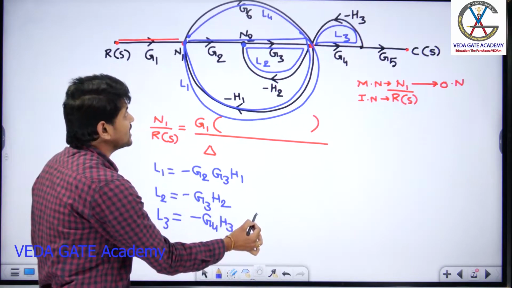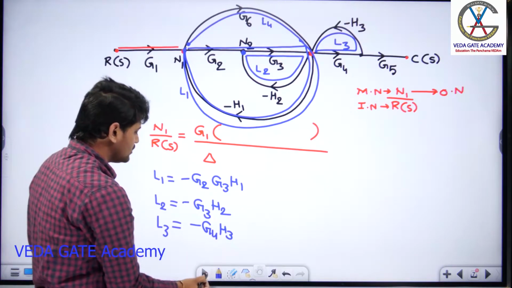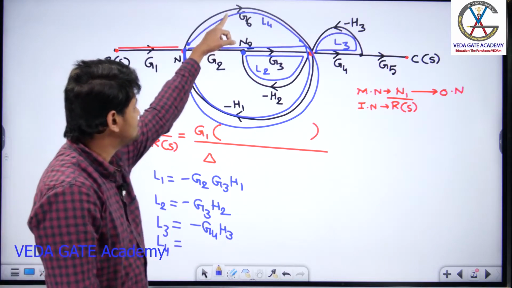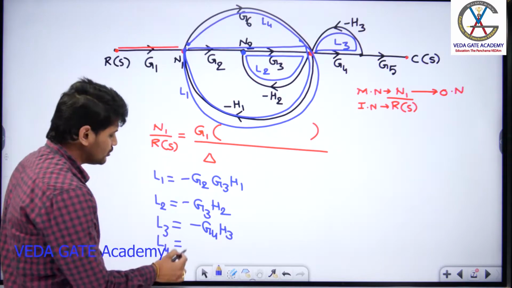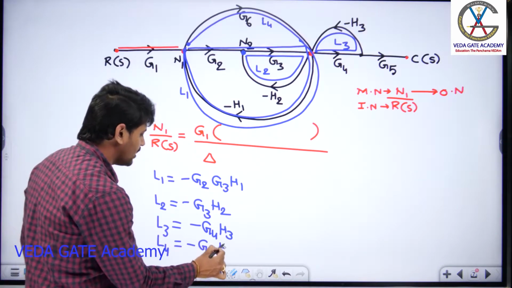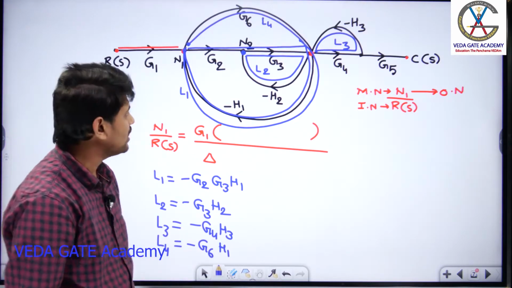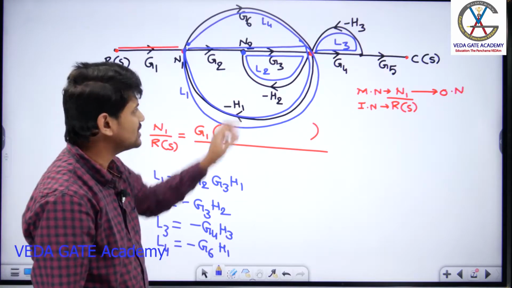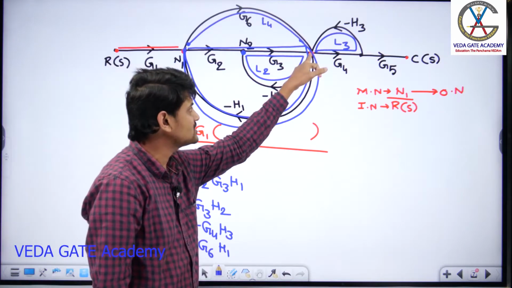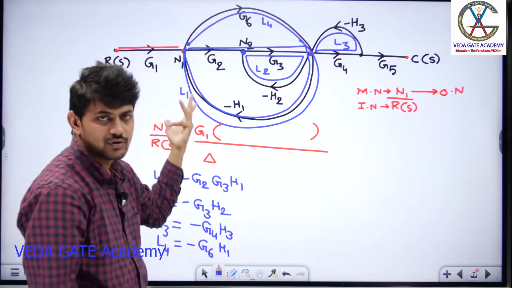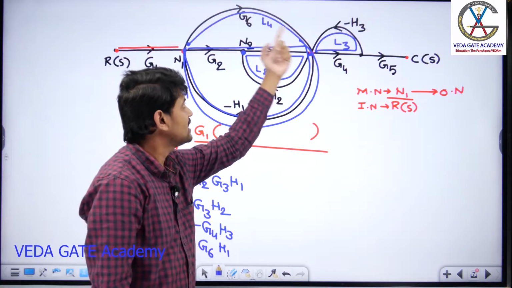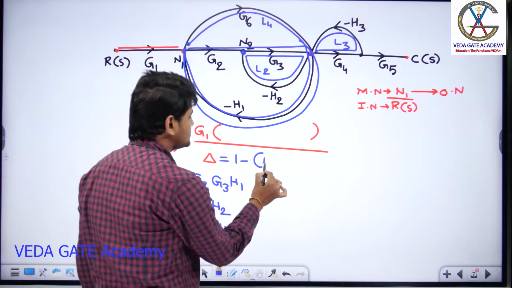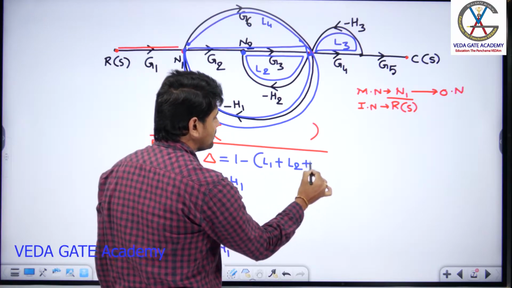And can you tell me what is the gain of the loop L4? G6 minus H1. You are going to get minus G6 into H1. Now, the second step is you need to identify two non-touching loops. Out of these four loops, which loops are non-touching? Can I say L1 and L2 are touching? Yes. L1 and L3, yes, touching at this point. What about L1 and L4 touching? L2 and L3 are also touching. L3 and L4, there are no two non-touching. So, what is the value of delta, guys? 1 minus L1 plus L2 plus L3 plus L4.